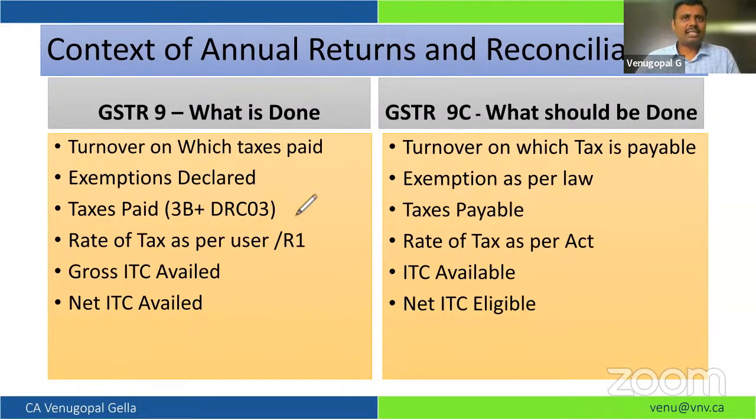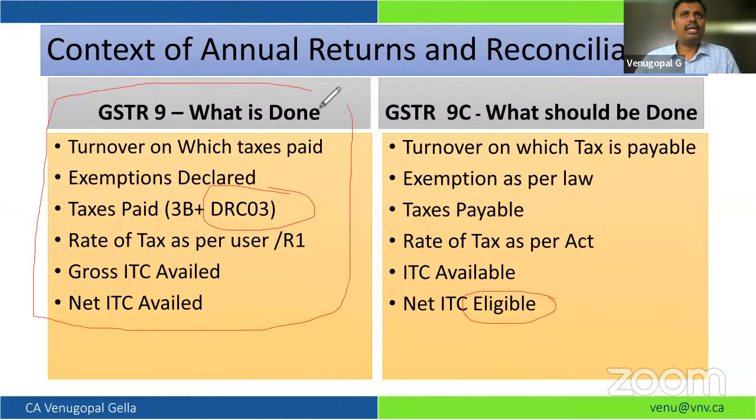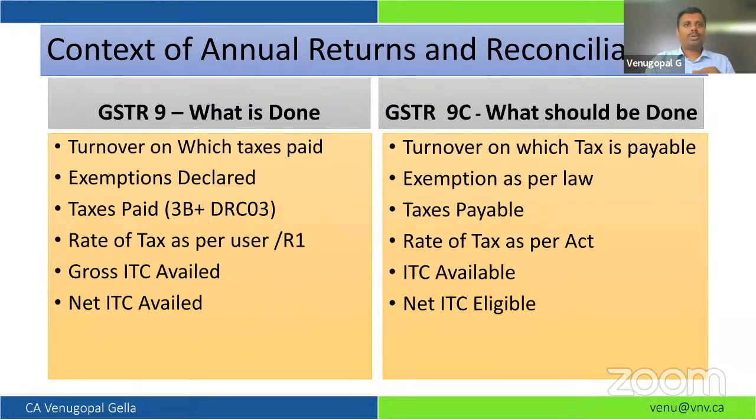I have short paid the taxes, now paid through DRC03. I have availed an ineligible credit, now reverse it through DRC03. But what you will be reporting is only if you have reversed, then only it comes to GSTR9. If you have not reversed, if you have not paid the taxes, it will not be coming to GSTR9. Hope this is clear? Any questions at this point to anyone?